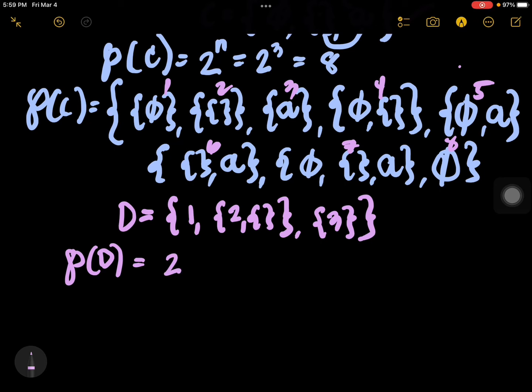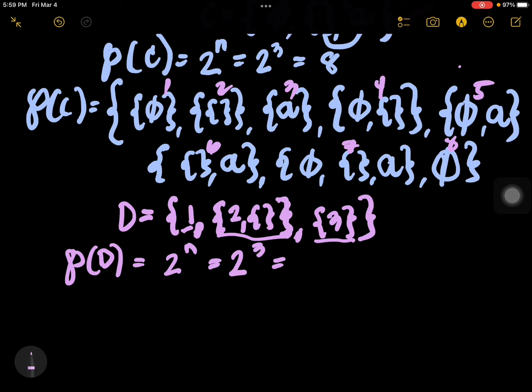So it's 2 raised to the power of N. What is the cardinality of set D? Is it 4, 3, 2? What do you think is the answer? Okay, it's 1, 2, 3. Now, remember that elements are separated by comma. It only means our first element is 1. Now, in this case, we have a braces here.